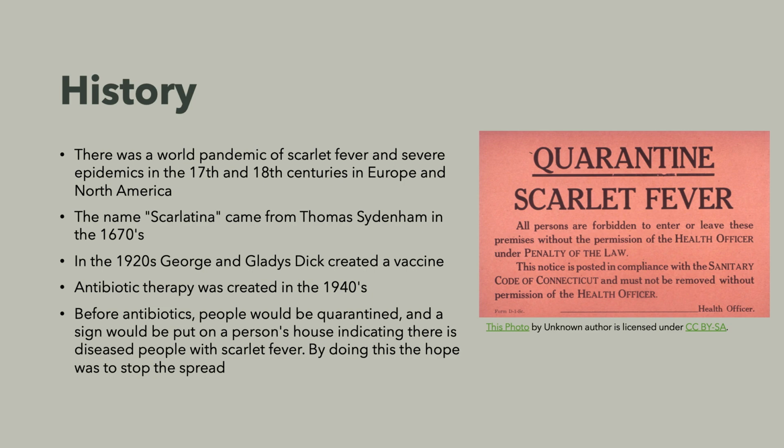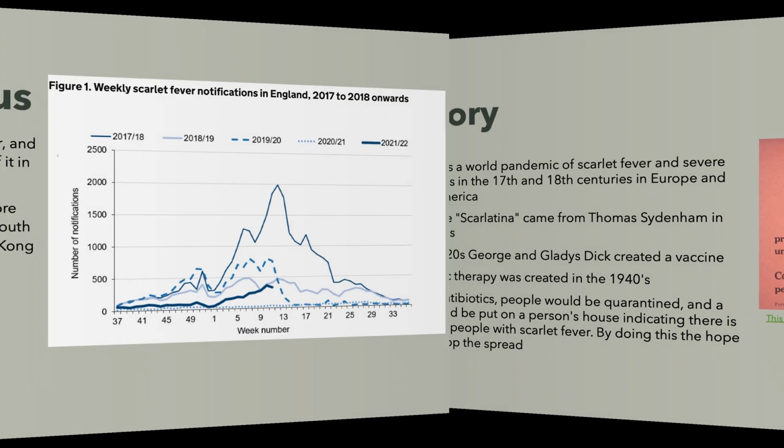Before antibiotics, people would be quarantined, just like COVID-19, and a sign would be put on a person's house indicating there were people sick with scarlet fever, just like the Black Plague. By doing this, they hoped it would stop spreading.